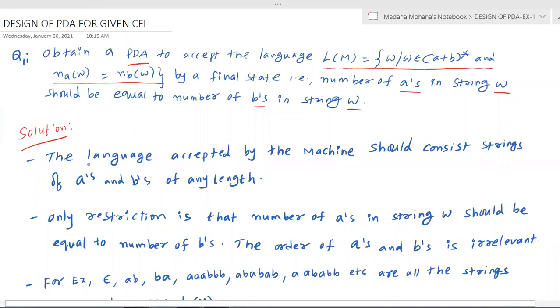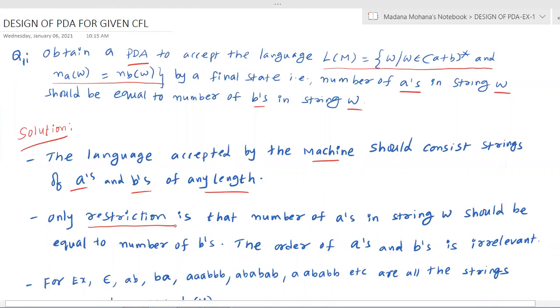Here let us see the solution step by step. The language accepted by the machine should consist of strings of a's and b's of any length. In the language definition, they have given w belongs to (a+b)*. That means the string is a combination of a and b including null. By repeating a and b once or several times, you will get a set of strings. So whatever string you take from the a, b combination with any length is allowed. But the only condition is that in that string the number of a's should be equal to the number of b's.